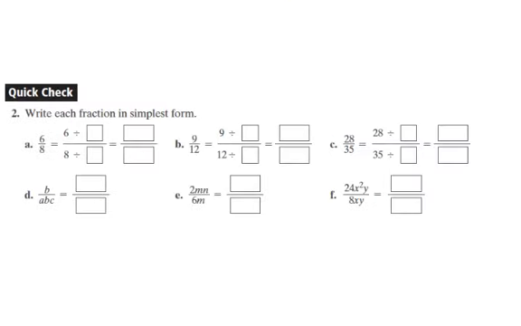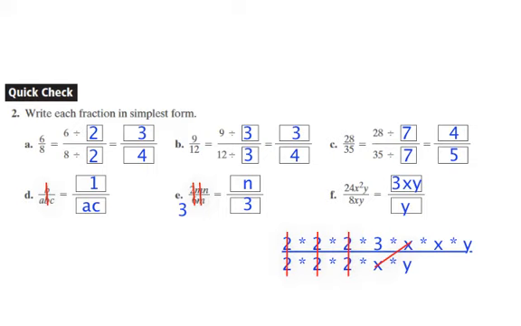Try the quick check on your own. Do 2A, B, C, D, E, and F. 2A simplifies to 3 over 4 because you can divide both 6 and 8 by 2. 2B simplifies also to 3 over 4 because both 9 and 12 can be divided by 3. 28 over 35 can be simplified by dividing both by 7, so you end up with 4 over 5.